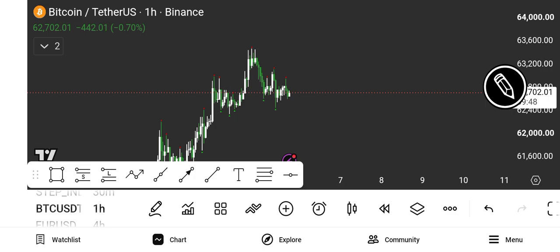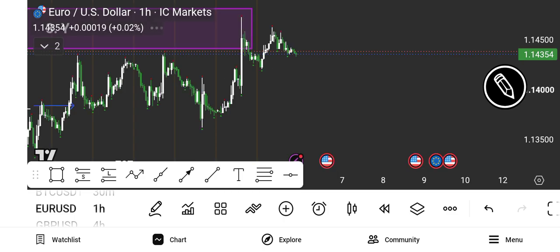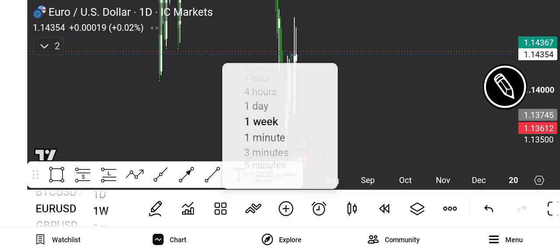So this whole process is what we're going to still repeat for Euro USD, USD JPY, and XAU USD. So let's go down to Euro USD first. So just like before, we go to the weekly time frame.